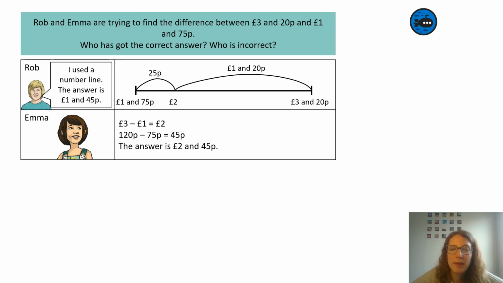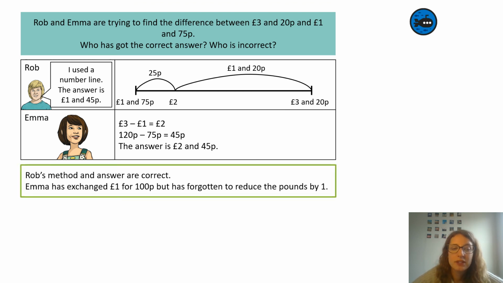Okay, so Rob and Emma, both using the same question, £3.20 take away £1.75, working out the difference. Let's have a look. So Rob's method gives the correct answer. Emma exchanged £1 for 100 pence, but she forgot to take away that pound from her working, so she included it twice. So Rob was correct. Well done if you got that.